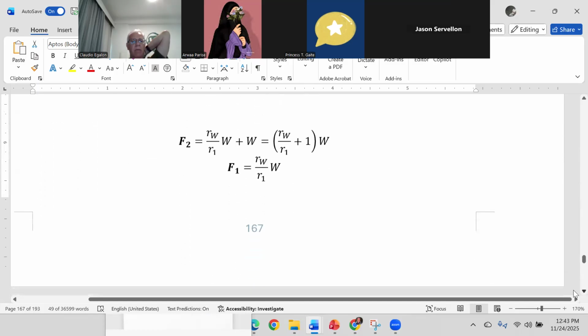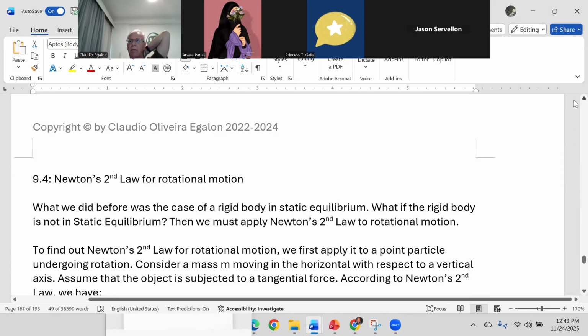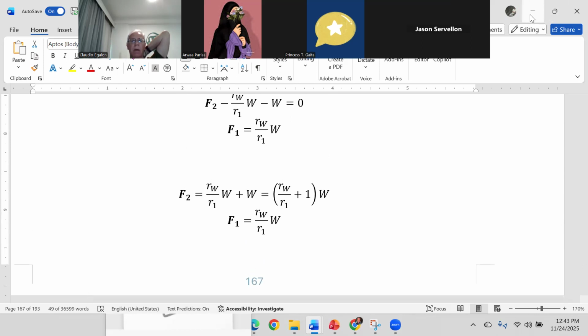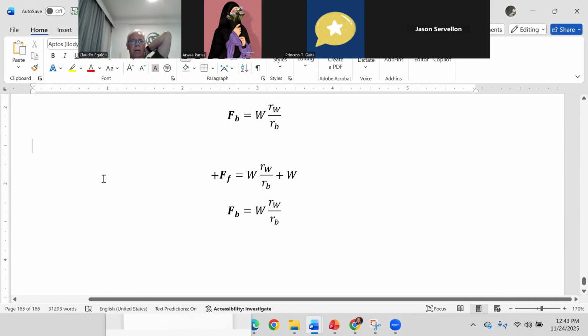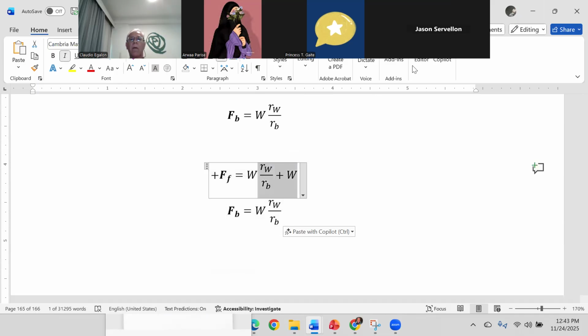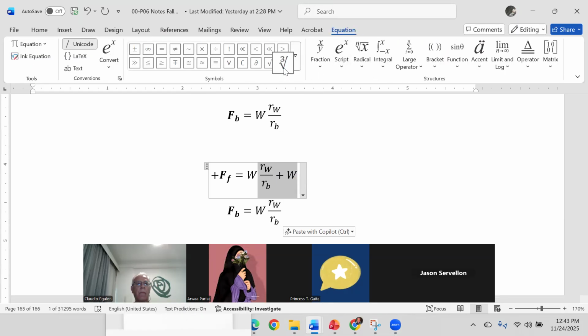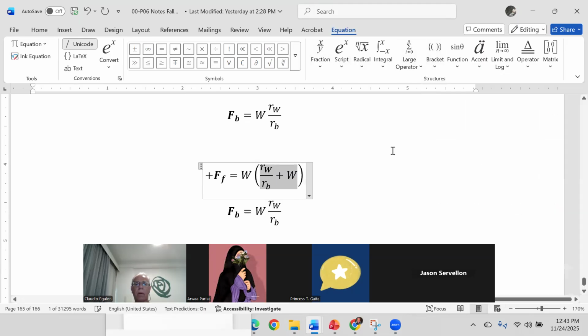Okay, let's see if I got the numerical value here. No, I didn't. But it's just a matter of plugging the numbers. RW over R1 F. Let's put it in a nicer format. Right here. Here you go.